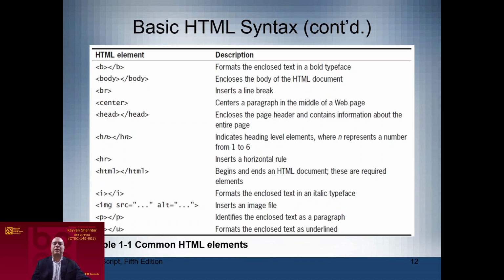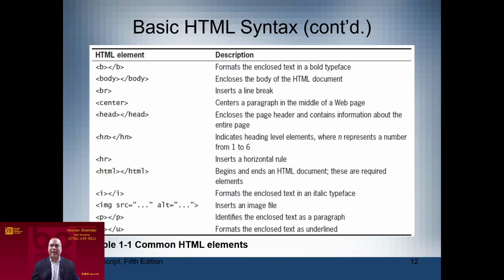So here are some of the elements. /B is to bold, to actually see bold type on the page. Body is what's enclosed inside of the HTML document. BR stands for line break. So let's say you want a line break after a sentence, then you put a BR. Center allows you to center whatever you type. Head is an enclosed page header and contains information about the entire page. So that goes at the top of the page.